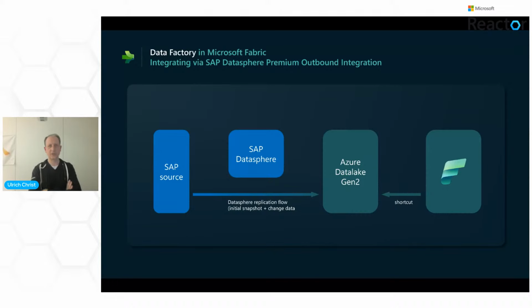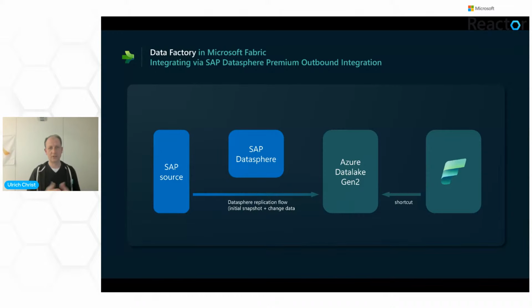This works, and I can show that in the system in a minute, by using Datasphere as a pure ETL tool. Datasphere has two flavors. You can use it as an analytics and data warehouse tool, similar to Fabric in the end. But you can also use it purely for ETL purposes. That's what SAP calls Datasphere Premium Outbound Integration, which allows you to connect a source system to a third-party environment, which can be Azure Data Lake Gen 2, for example, and replicate the data from the source into that environment, in this case ADLS Gen 2.